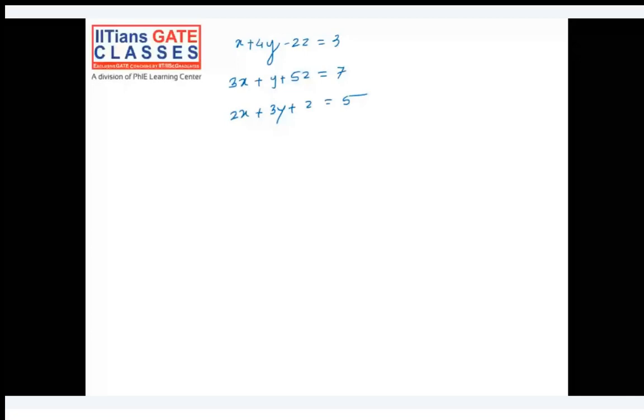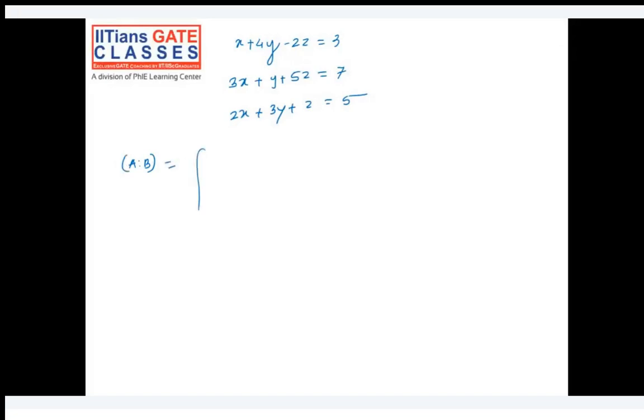So as I said, directly write the augmented matrix. Don't waste your time calculating the rank of A separately or AB separately. So the augmented matrix AB is equal to 1, 4, minus 2, 3, 3, 1, 5, 7, 2, 3, 2, 5. Yes, Vishal, no solution is the correct answer.